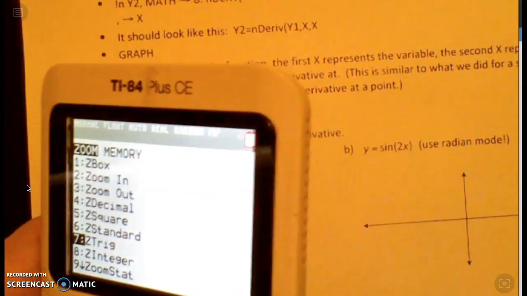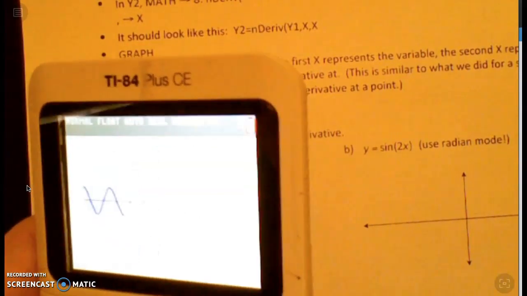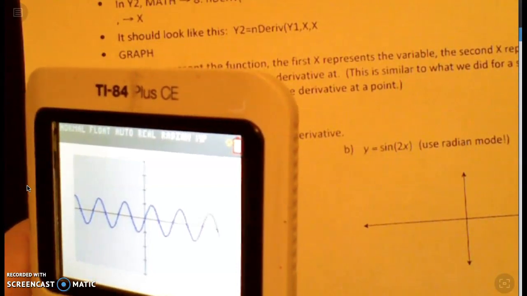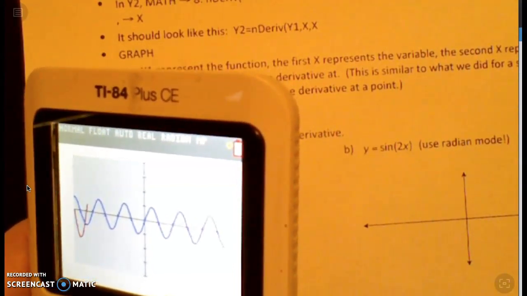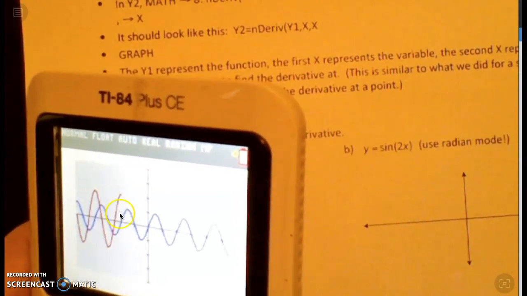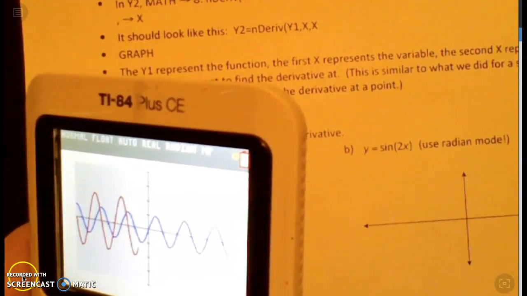You go right down here to zoom trig, and it'll graph my original. You know what sine curves look like. You can get an equation for the slope of sine curves. Once again, we didn't do that in class, but we could have. And yeah, so anyway, that's that one. I'm going to do a quick sketch and move on to the next one.